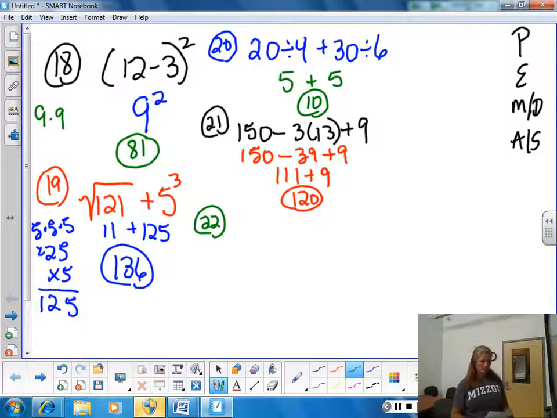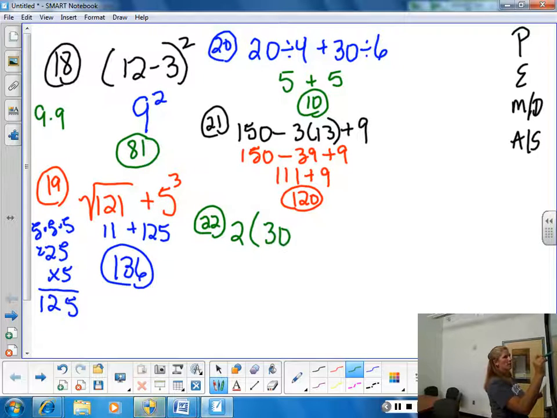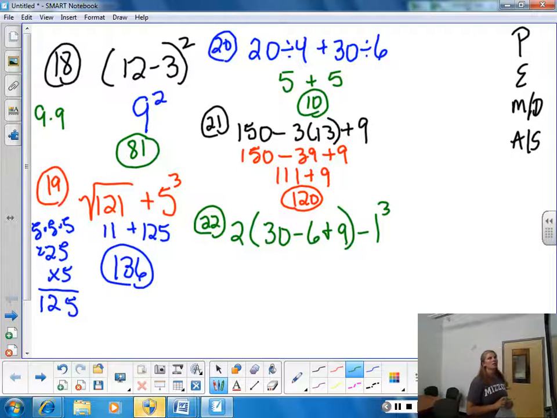All right. Number 22 looks like 2 times (30 minus 6 plus 9) minus 1 to the third power. One of the things I'm looking for here is that you remember that when you have a number outside of parentheses, that just means to multiply. But you're not going to do that until you finish what's inside the parentheses. Inside the parentheses we have subtraction and addition. In this case the subtraction came first, so we would do that subtraction first.